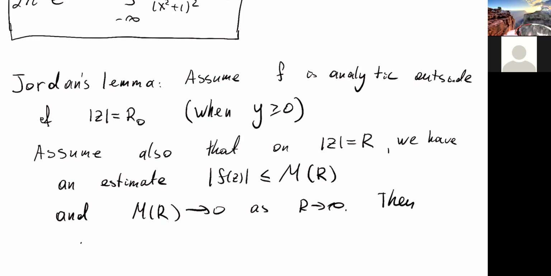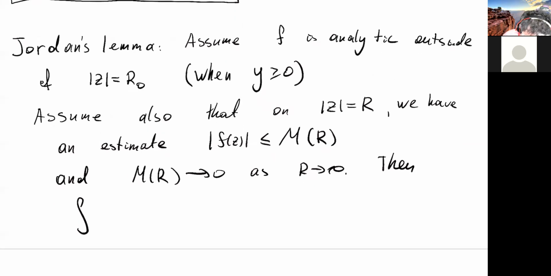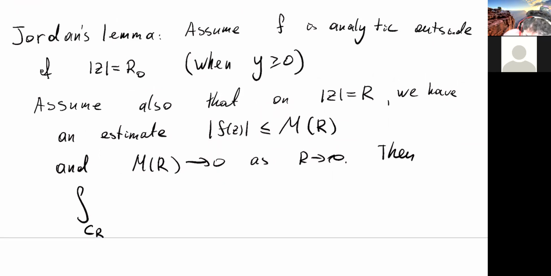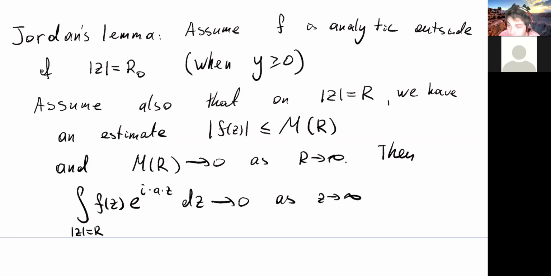Then, no, sorry, not over CR. Then this integral, but now not f of z. Now we'll have f of z times e to the I a z dz goes to 0 as z goes to infinity. Who is a? A is any positive number, where a is bigger than 0. Okay, so too many lines in this lemma.